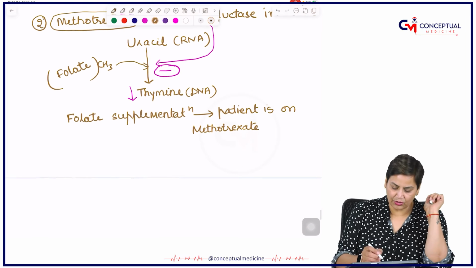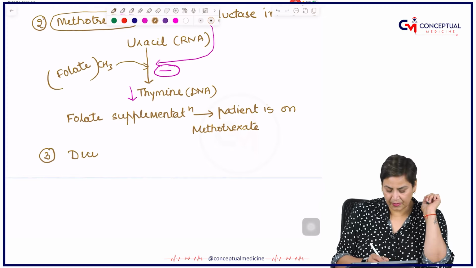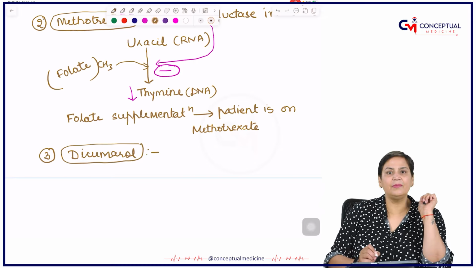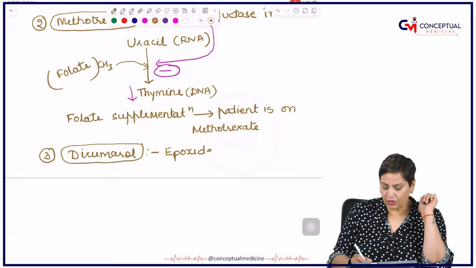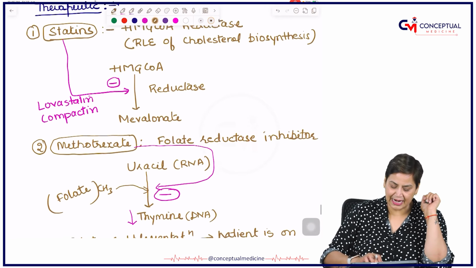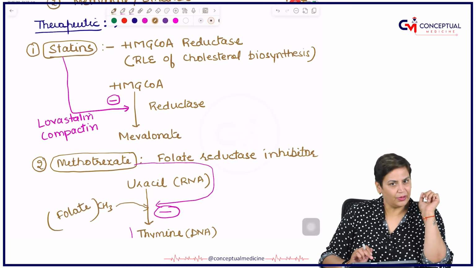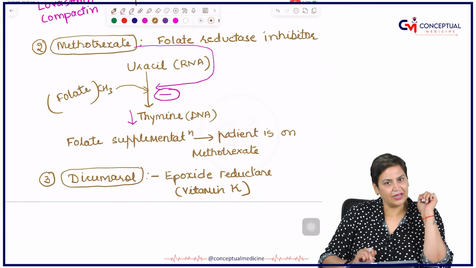And other examples we can quote. Third example can be dicumarol. Dicumarol is actually an inhibitor of epoxide reductase, which is again a very important component of vitamin K. So, these three are the therapeutic uses of competitive inhibition. We can say that statins are competitive inhibitors of HMG-CoA reductase, methotrexate is a folate reductase inhibitor, and dicumarol is an epoxide reductase inhibitor.